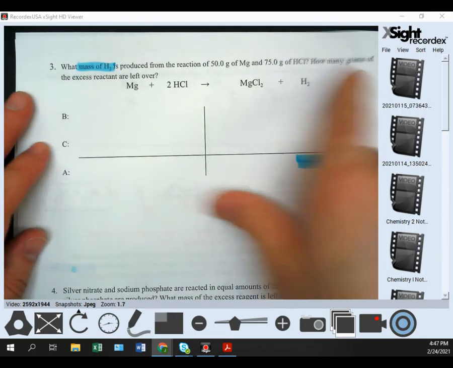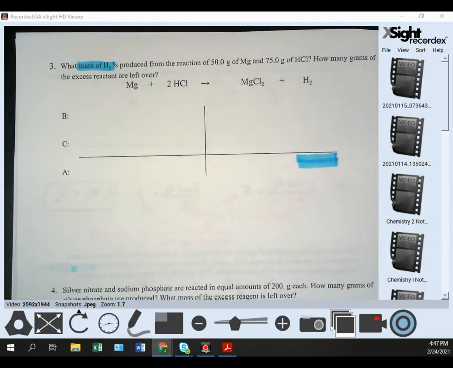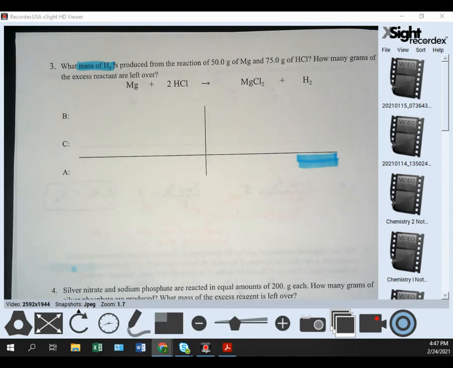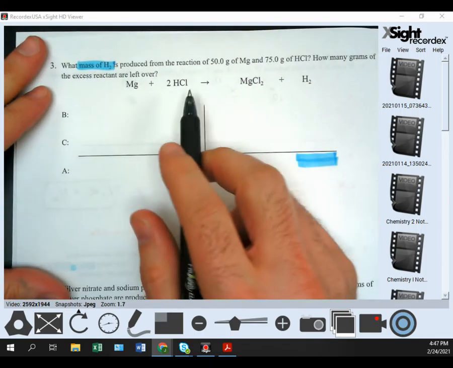Now, how many grams of excess reactant are left over? That is going to be a little different part, so let's hold off on that. Okay, let's start with this first part here.